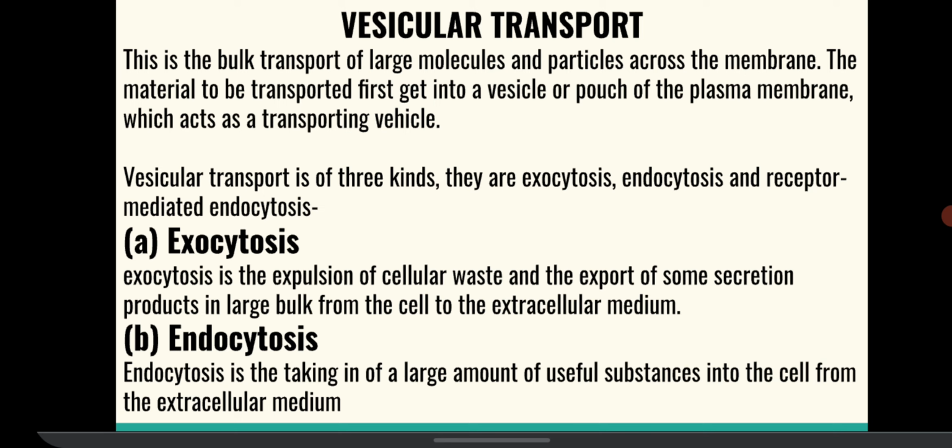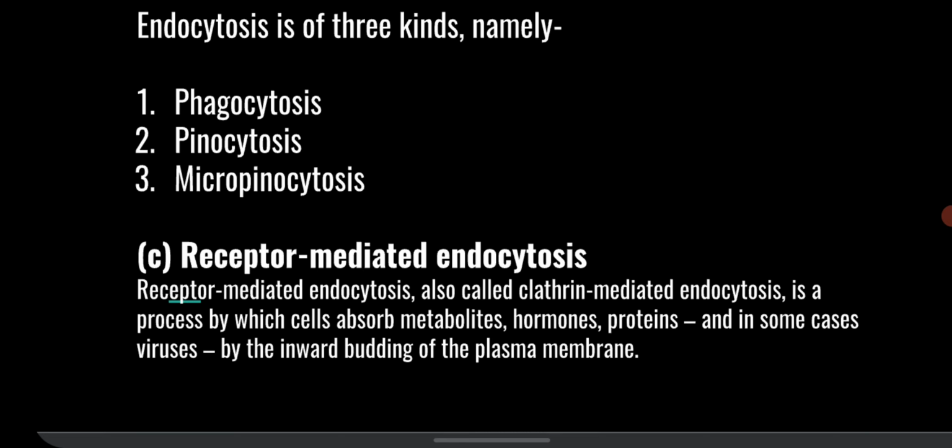Exocytosis. Exocytosis is the expulsion of cellular waste and export of some secretion products in large bulk from the cell to the extracellular medium. Endocytosis. Endocytosis is the taking in of a large amount of useful substances into the cell from the extracellular medium. Endocytosis is of three kinds, namely phagocytosis, pinocytosis, and micropinocytosis.